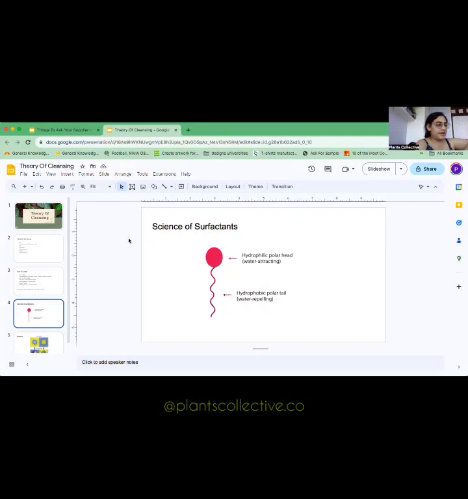Next time I'll also get my drawing thing so I can show it along with you all. So this is the head. Color it with black. Water attracting or water loving head, and then near the tail, oil loving tail.